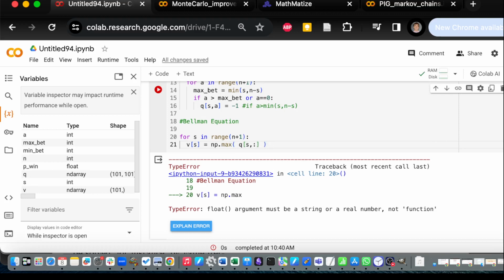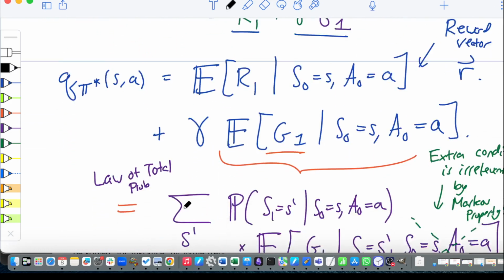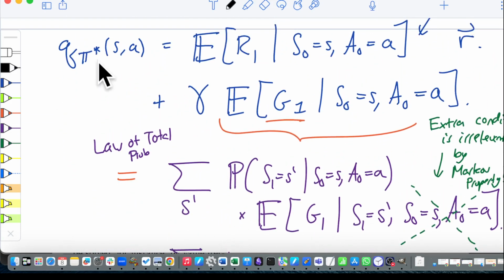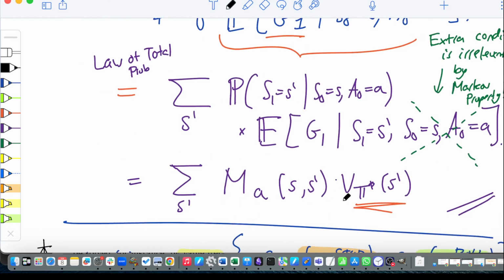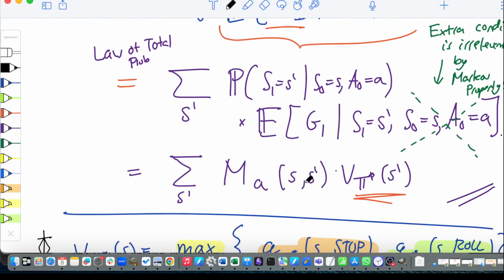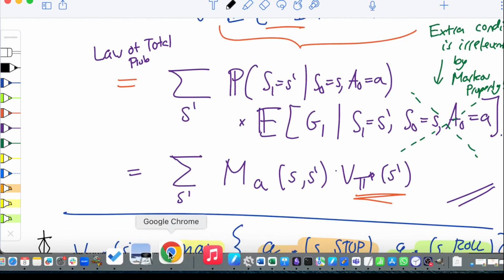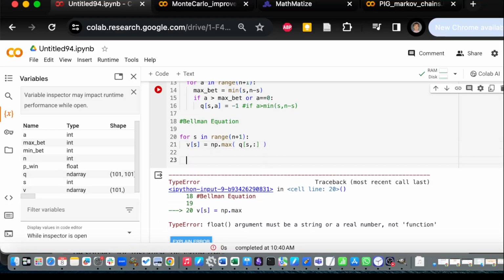Okay, so that's one part of the equation. And then the other part is the Q's. So there you go. V equals the maximum of this. And the other part is this part. Q is M times V. So for Q, you get the reward you get now, plus the rewards you get from the state you end up in. That's the next part of the equation. So this is Q of S comma A. And the answer is going to be the matrix M_A. So you choose the action A. That tells you something applied to V.